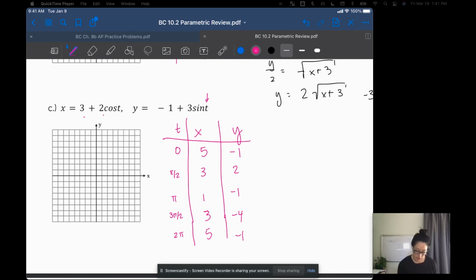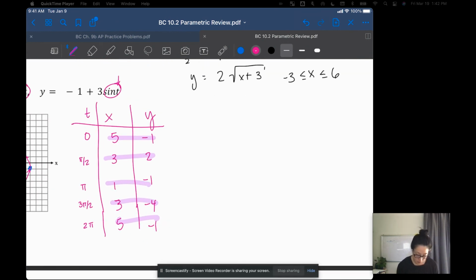Okay, so let's go ahead and graph in our xy coordinates. Going out to 5, and down to negative 1, and then (3, 2). And I'm going to make this initial point blue so that I know where I started from. And then (1, -1), (3, -4), and back to (5, -1). So this is an ellipse, and we are moving in the counterclockwise direction because our cosine value is positive. The input to our cosine function is increasing, so it's moving in the counterclockwise direction like normal.